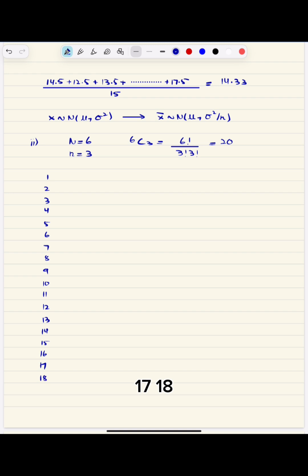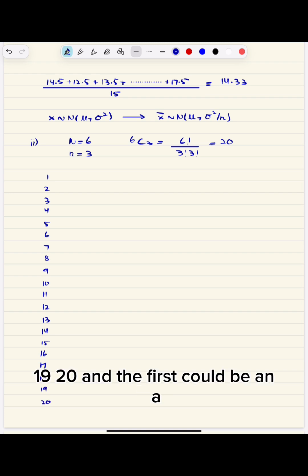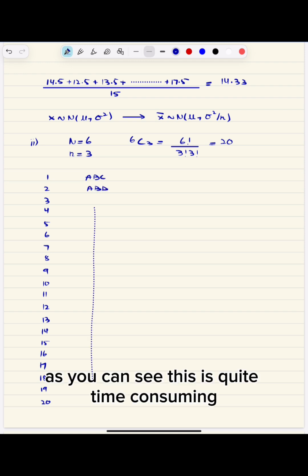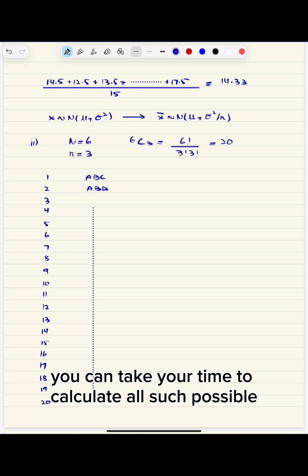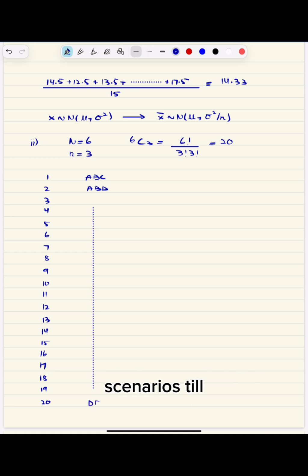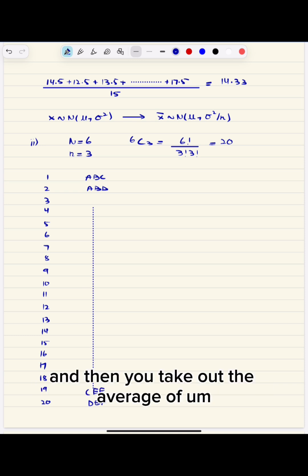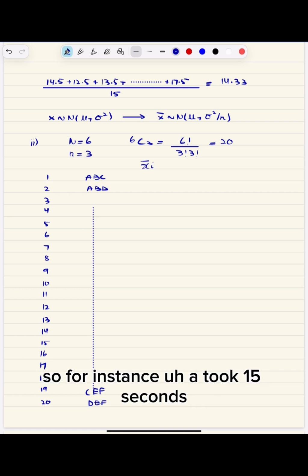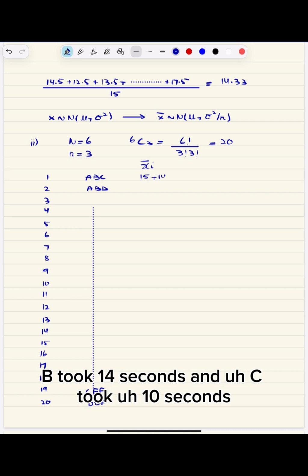The first could be A B C, then A B D. As you can see, this is quite time consuming. You can take your time to calculate all such possible scenarios till, for instance, the last. You can just write the last two, and then you take the mean of each sample. So for instance, A took 15 seconds, B took 14 seconds, and C took 10 seconds.